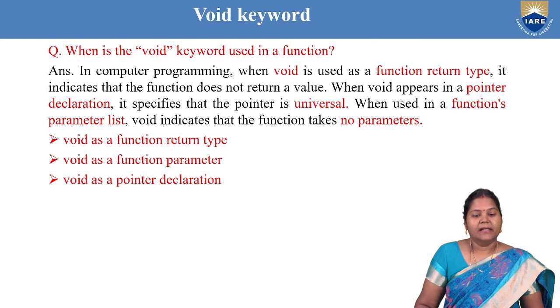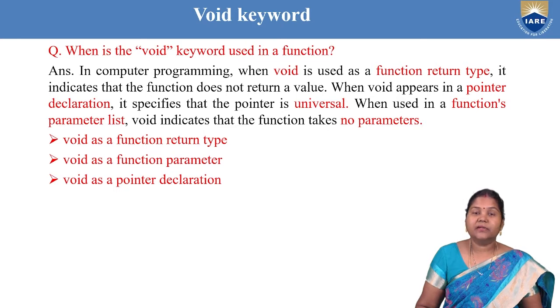Now, coming to different types of keywords, there is a keyword called void. When should the void keyword be used? We should understand that in computer programming like C, void is used as a function return type. But void cannot be used like other normal primitive data types. It cannot be used to declare any variables.